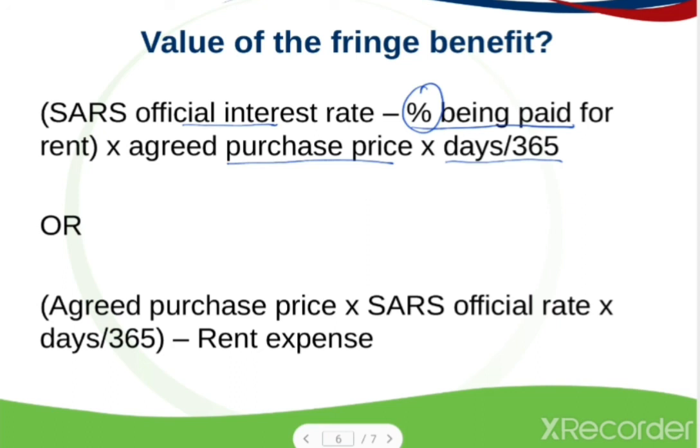Sometimes the rent will be given to you in rands, then you have to use the alternative formula where you start with the agreed purchase price, multiply by the SARS official rate, and apportion that for the number of days that the lease has been in existence for, and then you would minus the rent expense in rands.